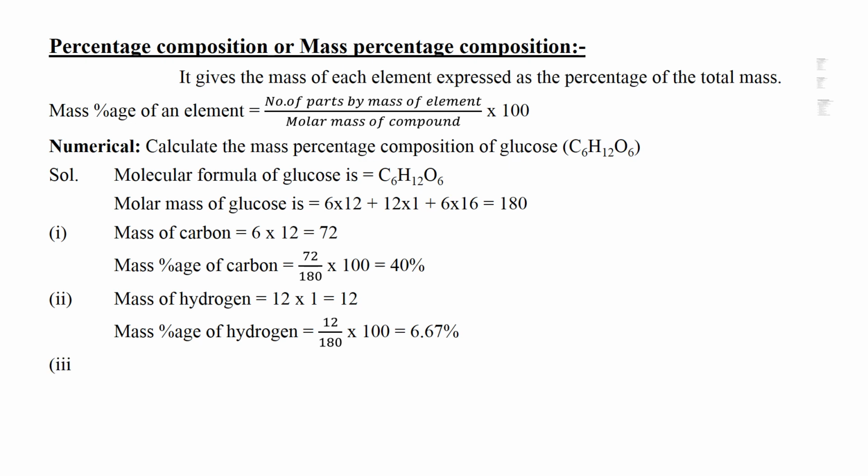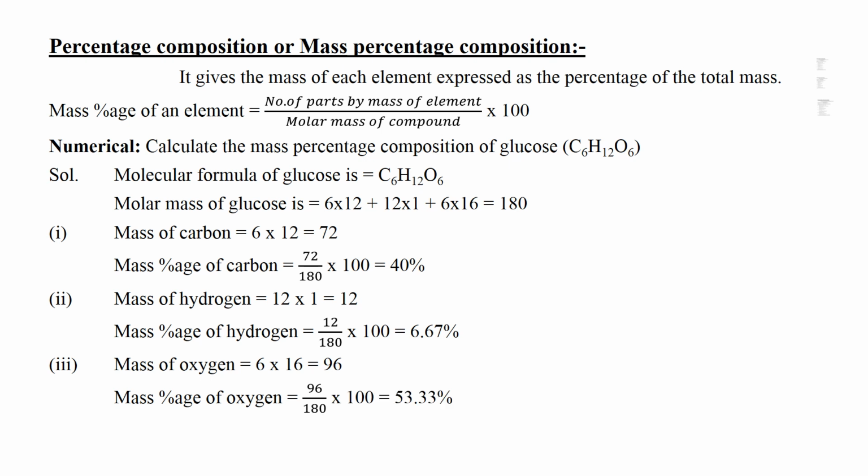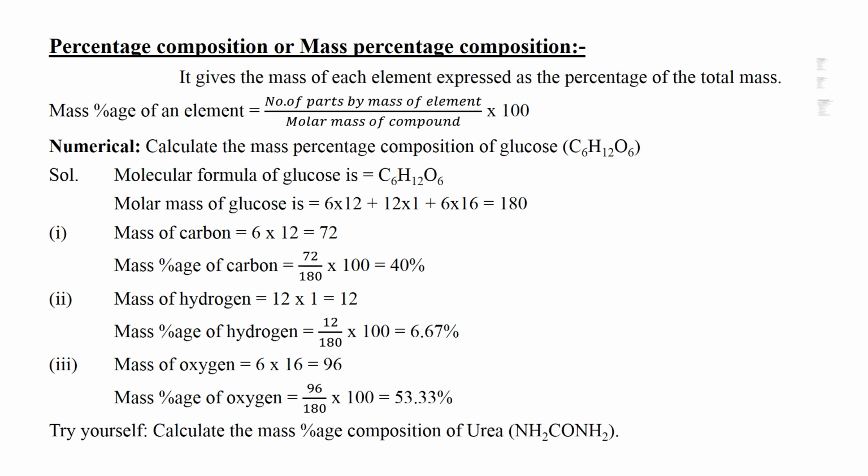Same as that, the mass of oxygen in a glucose molecule is 6 into 16, which comes out to be 96. So the mass percentage of oxygen is equal to 96 divided by 180 multiplied by 100, which comes out to be 53.33%. So that's all with percentage composition. Try one numerical which I have given to you: calculate the mass percentage composition of urea, and the molecular formula of urea is NH2CONH2.